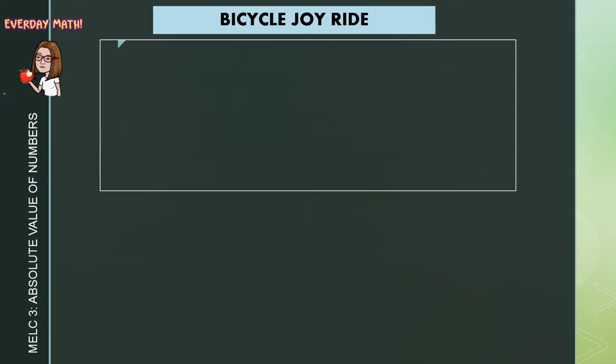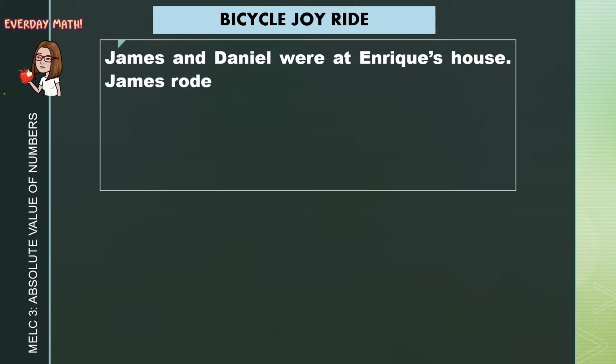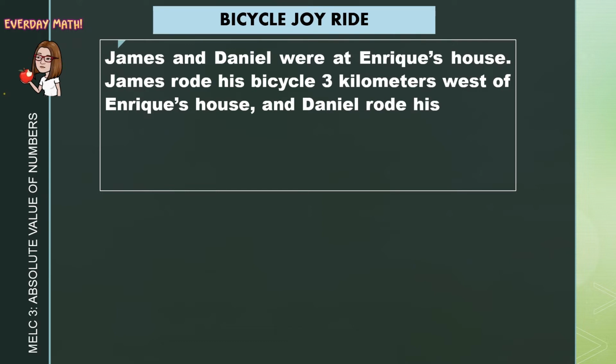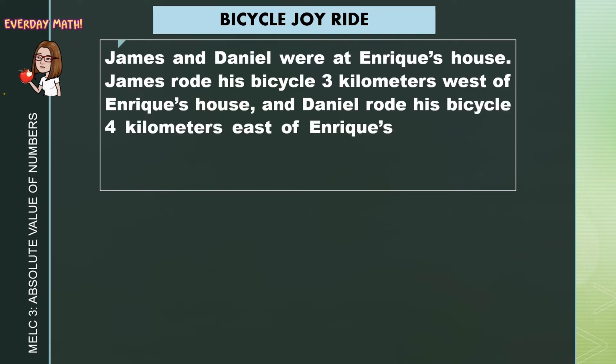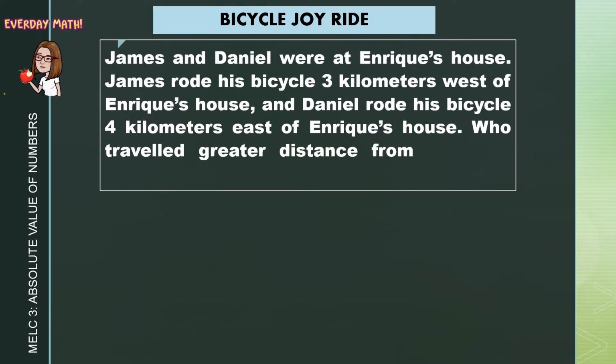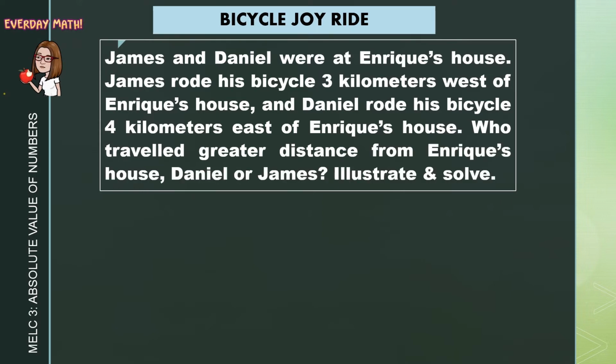Now let's try another situation. James and Daniel were at Enrique's house. James rode his bicycle 3 kilometers west of Enrique's house, and Daniel rode his bicycle 4 kilometers east of Enrique's house. Who traveled greater distance from Enrique's house, Daniel or James? So I want you to draw an illustration of this situation using a number line. A simple illustration will do. So you may pause this video again to write your answer and also solve the problem. Have fun!